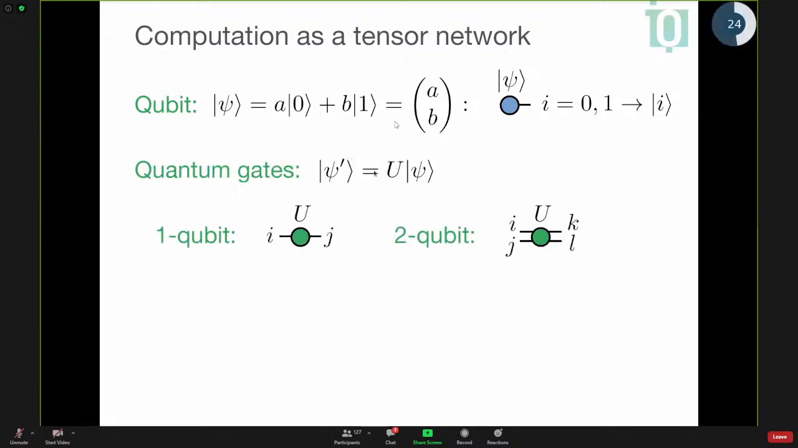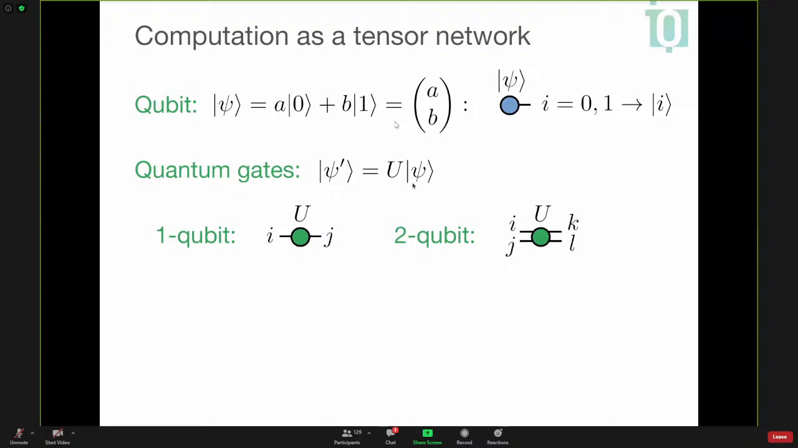Moreover, I can look at gates in these Hilbert spaces. They can always be written as matrices. So a single qubit gate is a 2x2 matrix. So this is how I write it here.